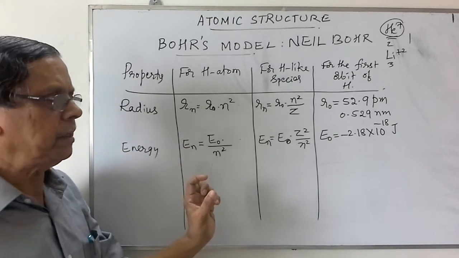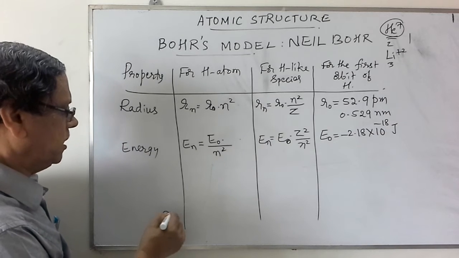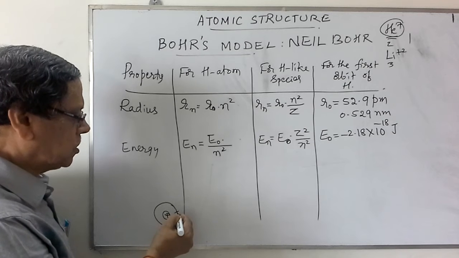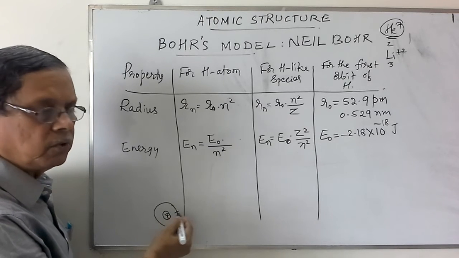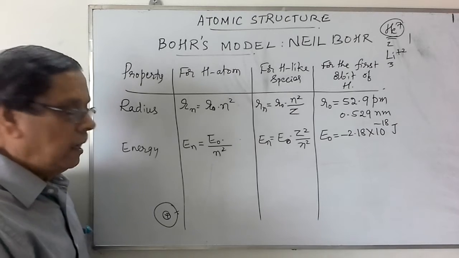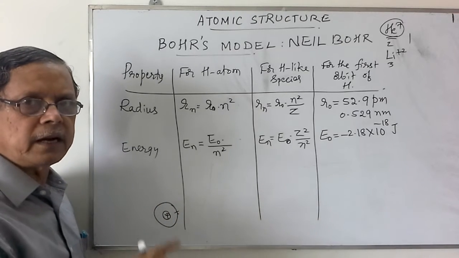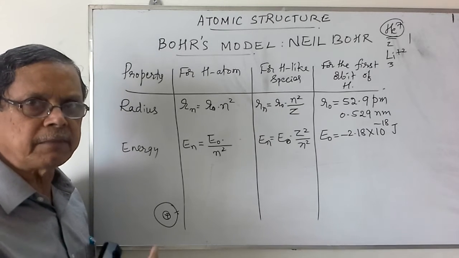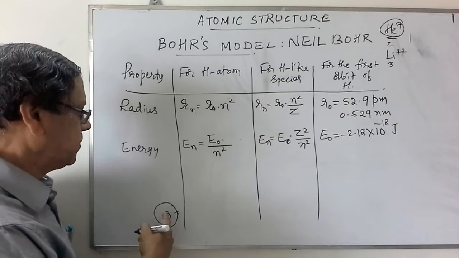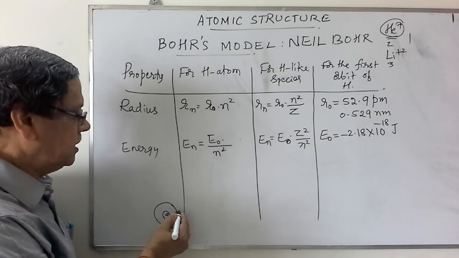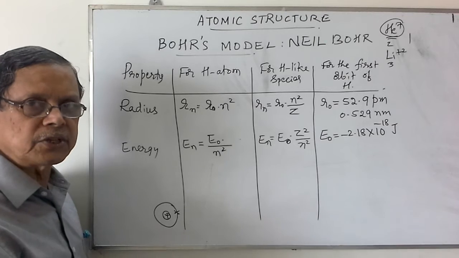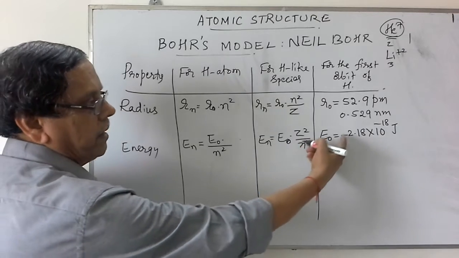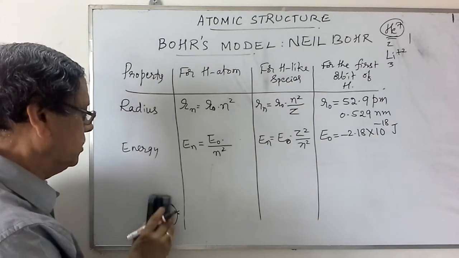So in the first orbit, suppose this is the nucleus and this is the first orbit of the hydrogen. When an electron comes to this first orbit, there is an attraction between the nucleus and the electron, and there is also the movement of the electron due to which it has the centrifugal force. Centripetal and centrifugal forces are balanced. Because of this balancing, the electron is stabilized, and so it has certain energy. So it is minus 2.18 into 10 to the power minus 18 joules.